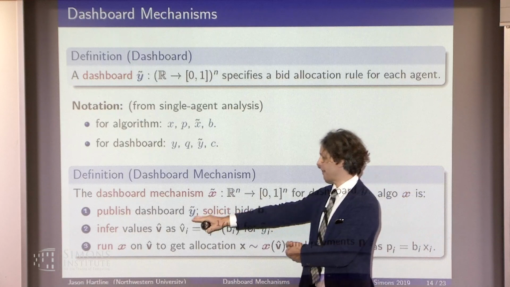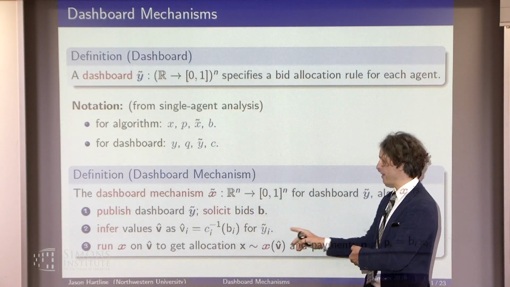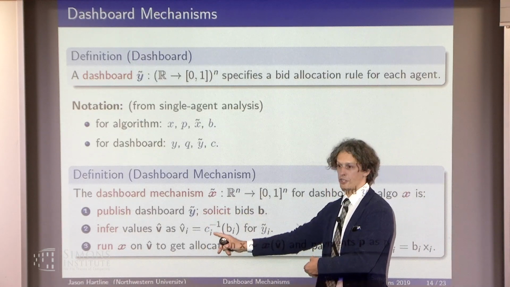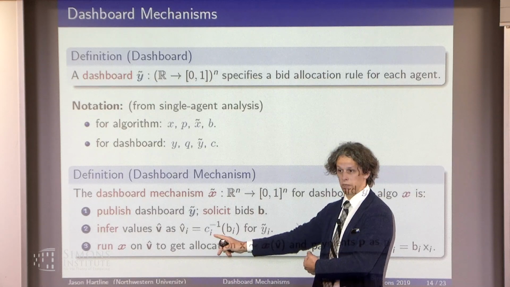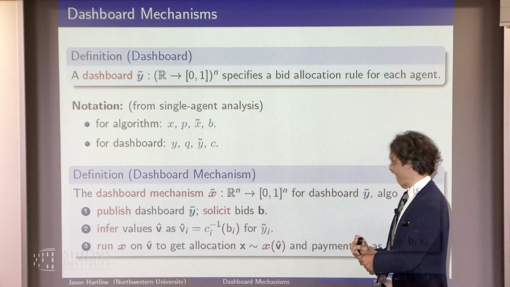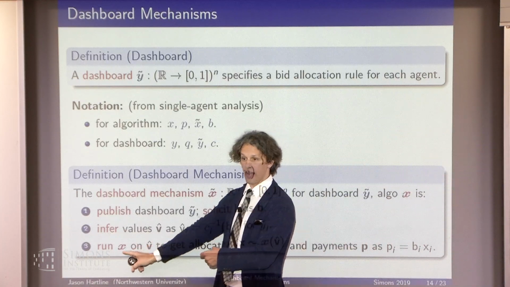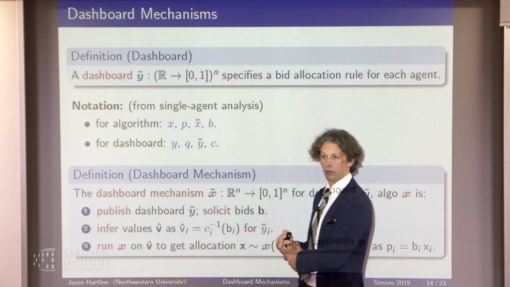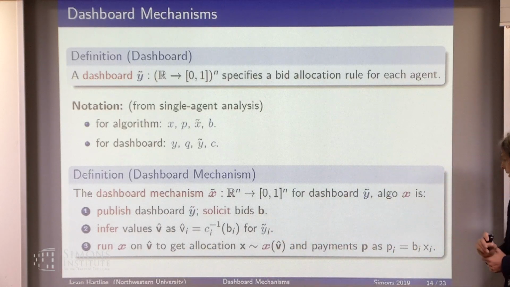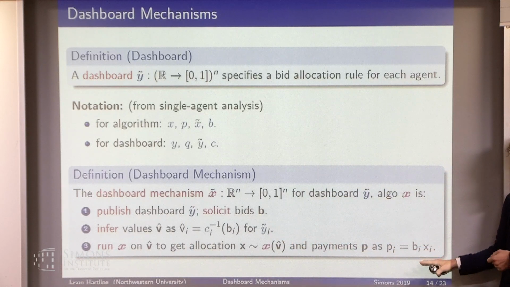But for now, I'm given the dashboard. So I'm going to publish my dashboard and solicit bids. I'm then going to infer values using the inversion of the bid function for the dashboard. And I'm then going to just run my stage allocation algorithm the engineers gave me on the inferred values. And of course, charge people their bids. So if you win, you pay your bid.